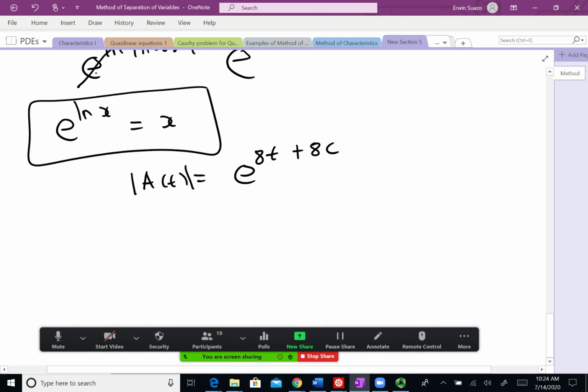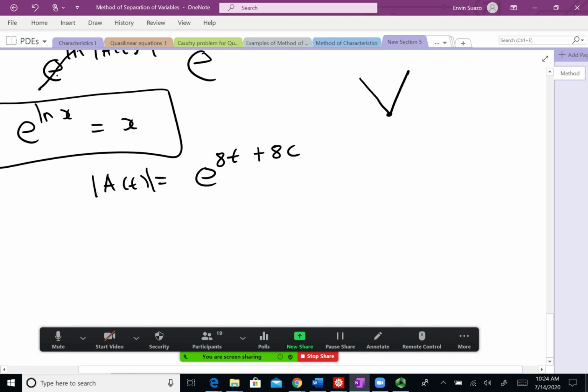We don't like absolute value because absolute value is like this. Absolute value is not differentiable at 0, so whenever this happens, it might have corners, and we cannot find derivatives of this. So the trick is the following. Look at this, the power of the constant. So we have e to the 8t times e to the 8c, right? So I have absolute value of A of t equals e to the 8t times e to the 8c.